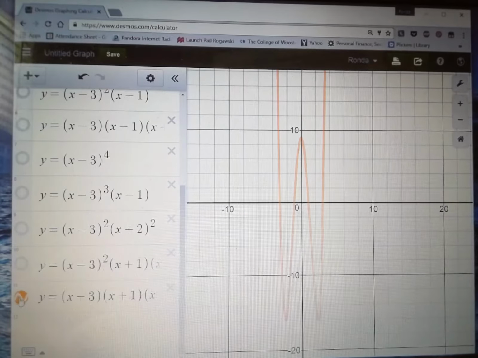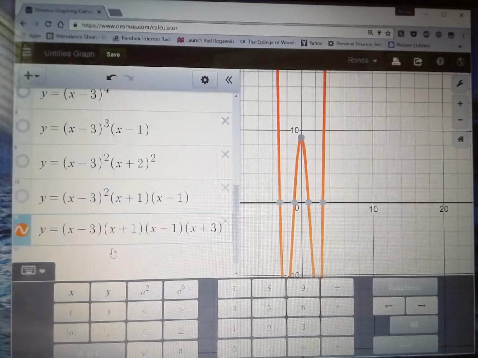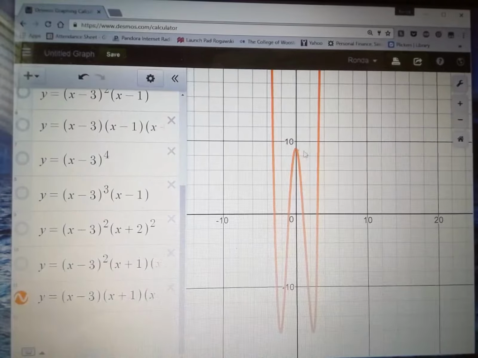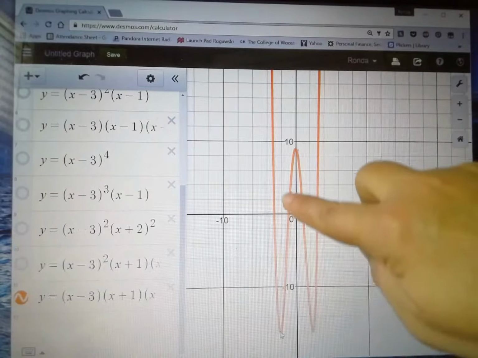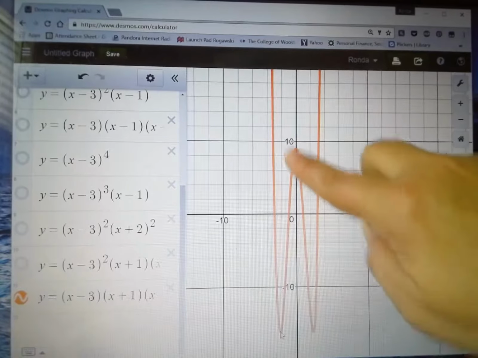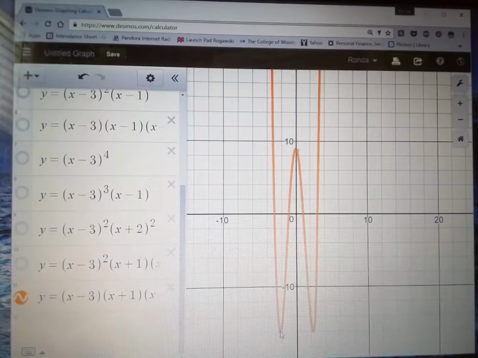So then the last one is 4 distinct factors. Okay, so this one has x minus 3, x plus 1, x minus 1, and x plus 3. I can tell it's a fourth degree because I have 4 linear factors. And this one is the classic looking W here. So it looks like this. Again, it has 1, 2, 3 turning points. Basically, it's decreasing. It hits this bottom piece here. And then it's increasing here, it hits this top piece, it turns around, so I have turning points here, here, and here. Okay, so it has 3 turning points.